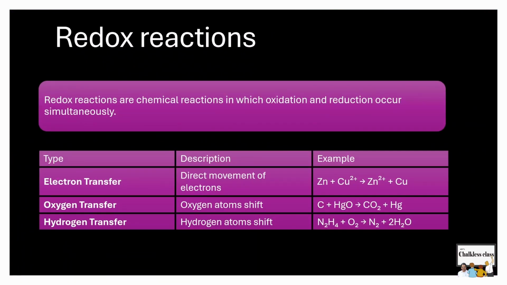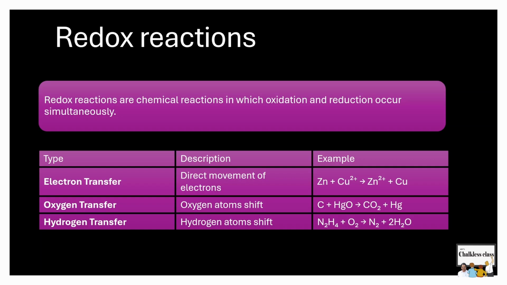Redox reactions are chemical reactions in which oxidation and reduction occur simultaneously. These reactions can be classified into 3 types. The first type is electron transfer, which involves the direct movement of electrons, such as in the reaction Zn + Cu2+ gives rise to Zn2+ + Cu.